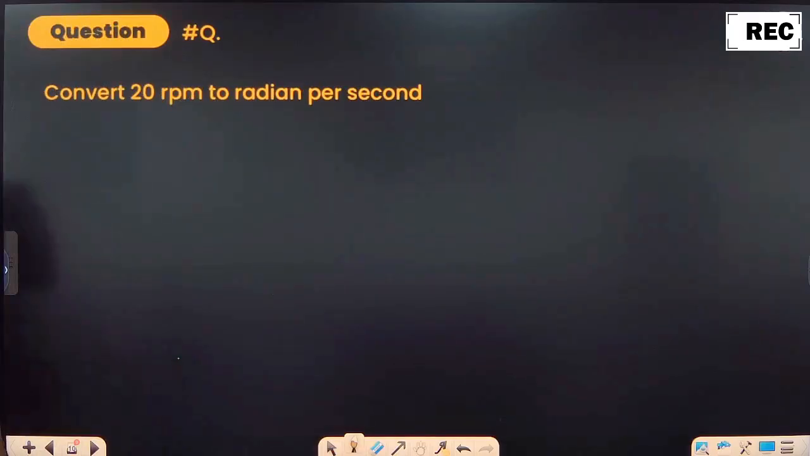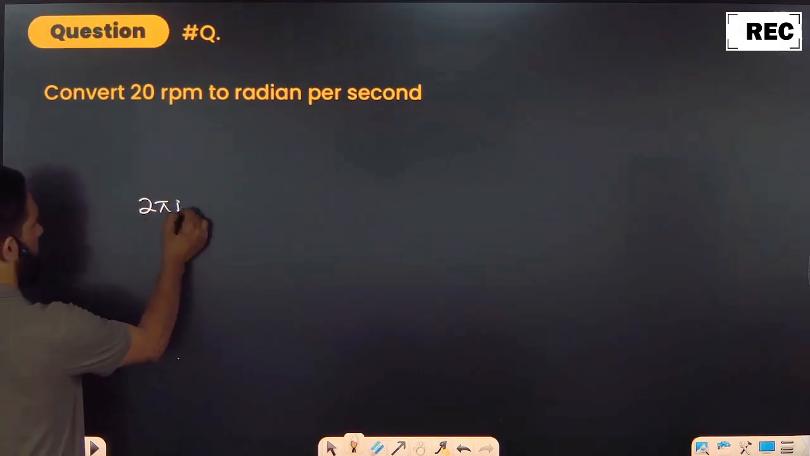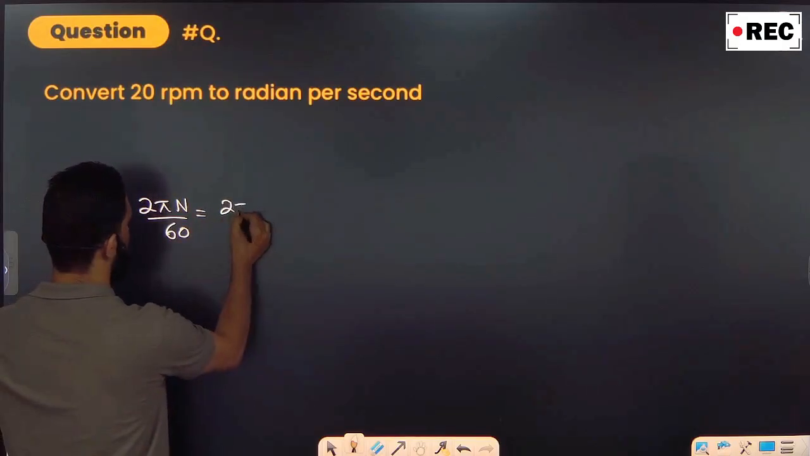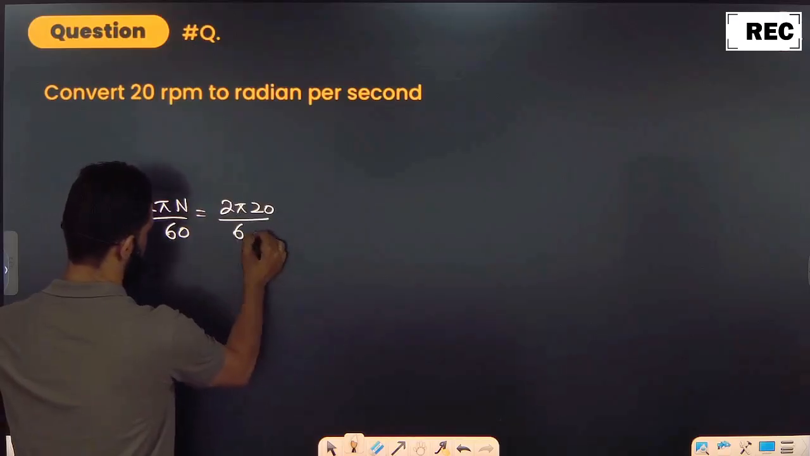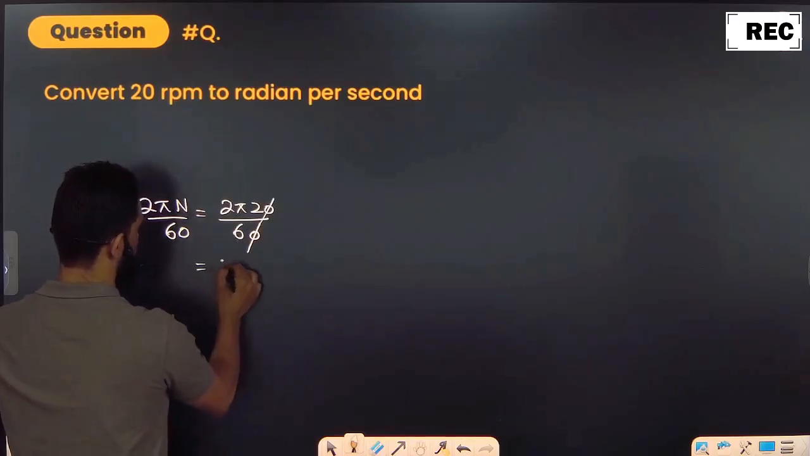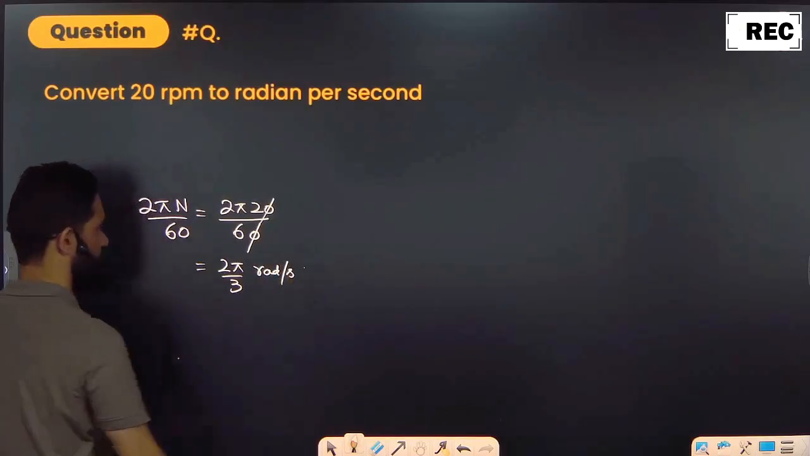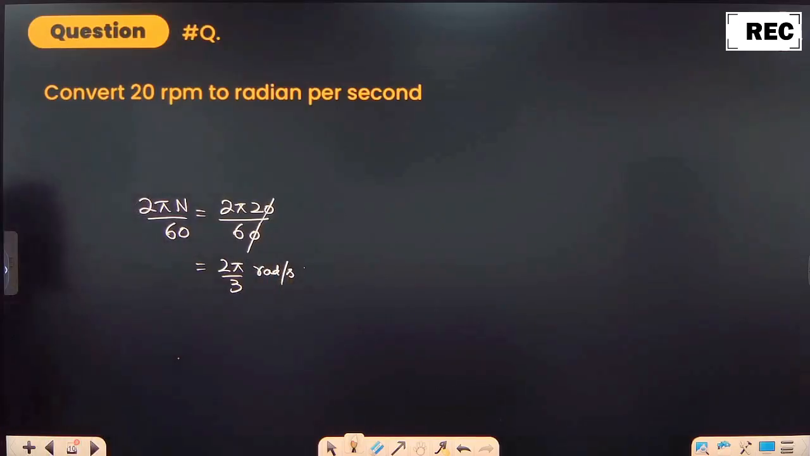20 RPM into radian per second. I told you, 2 pi n by 60 radian per second. 2 pi, 20 upon 60. So it is 2 pi by 3 radians per second, right? 2 pi n by 60. This is omega.